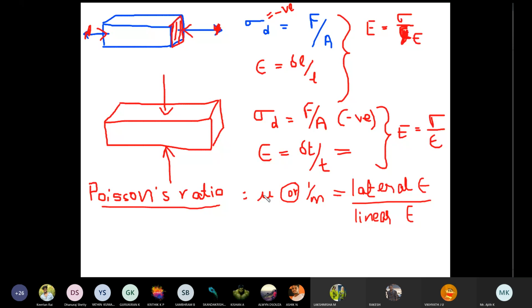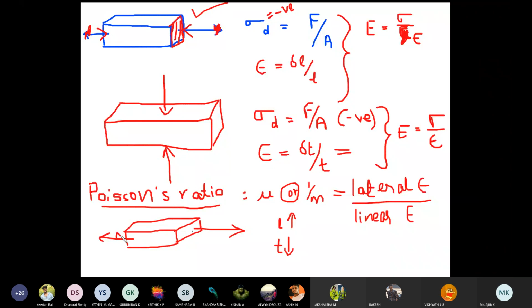It will be less than 1. Why is it less than 1? Because for that I should explain what is lateral strain and linear strain. Lateral strain means, consider this first diagram, or we'll draw it once again here. I'm applying force along the x-axis. When you apply force along the x-axis, the length of this object is going to increase, and to compensate the total volume, its thickness is going to drop.